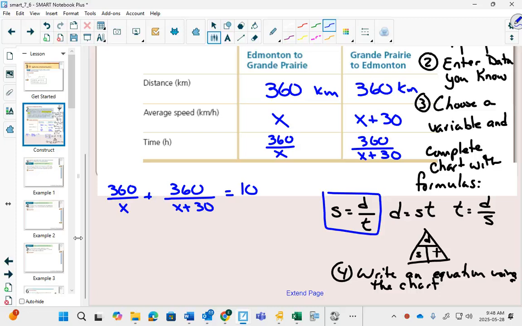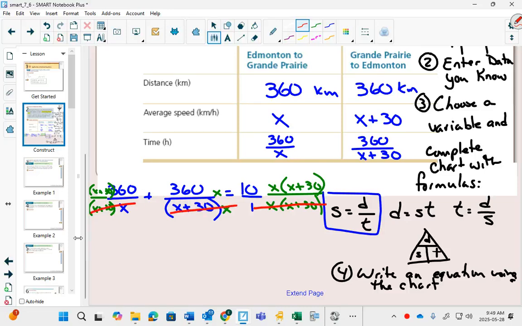And now, how do we solve rational equations? We get a common denominator for everything first. So x plus 30, and 1. This one needs the x plus 30. This one needs an x, and this one needs an x and an x plus 30. And once you get that common denominator, the next step would be to multiply by that common denominator, which would just cancel out all those denominators.